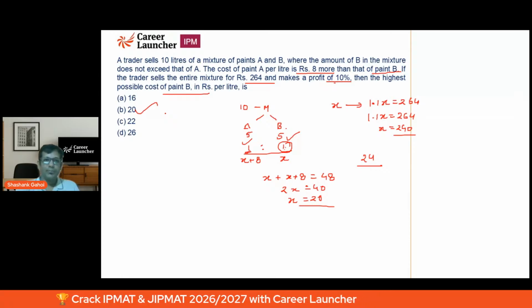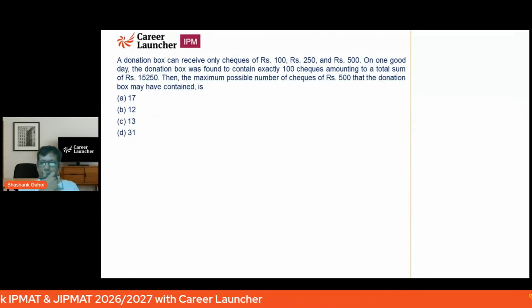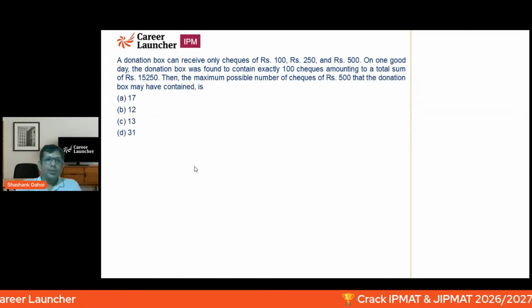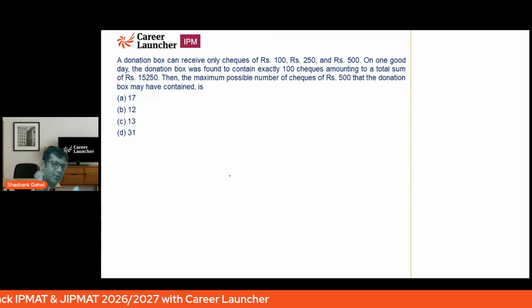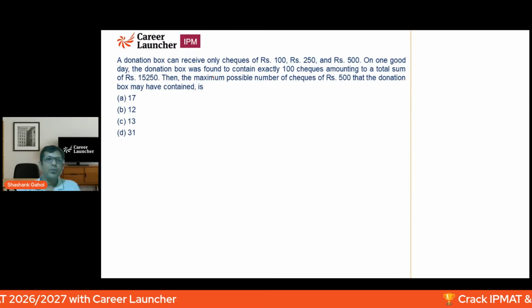Okay. Now let's see this question. What does it say? It says that there is a donation box that can receive only checks of 100 rupees, 250 rupees, and 500 rupees. On one good day, the donation box was found to contain 100 checks.